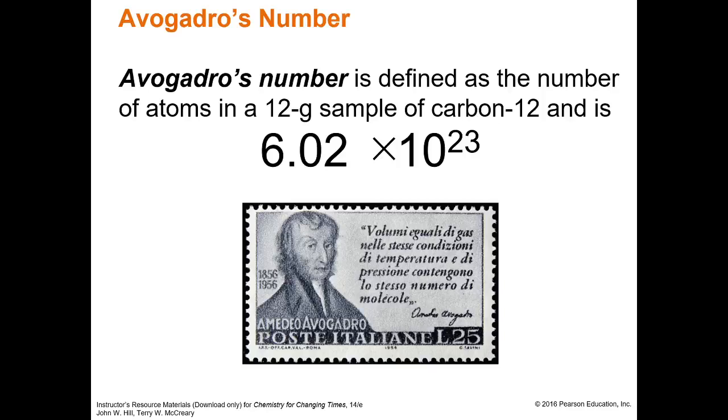And so first, Avogadro's number is defined as the number of atoms in a 12-gram sample of carbon-12. And this number is 6.02 times 10 to the 23rd. So if you have 12 grams of carbon-12, which is one of the isotopes of carbon, then you're going to have 6.02 times 10 to the 23rd atoms of carbon in that sample.